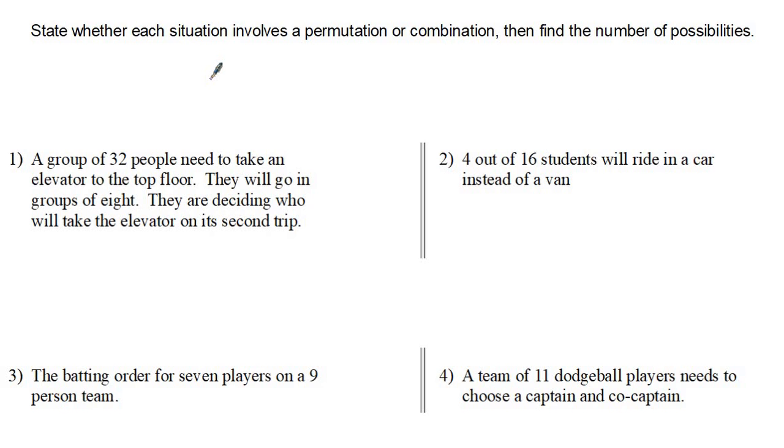All right, so hopefully you've given these a try, but in each case we want to do two things. First, tell if it's a permutation or combination. Remember that permutation means that the position matters, and in a combination it does not matter. And then secondly, how many possible ways could each of these scenarios happen?